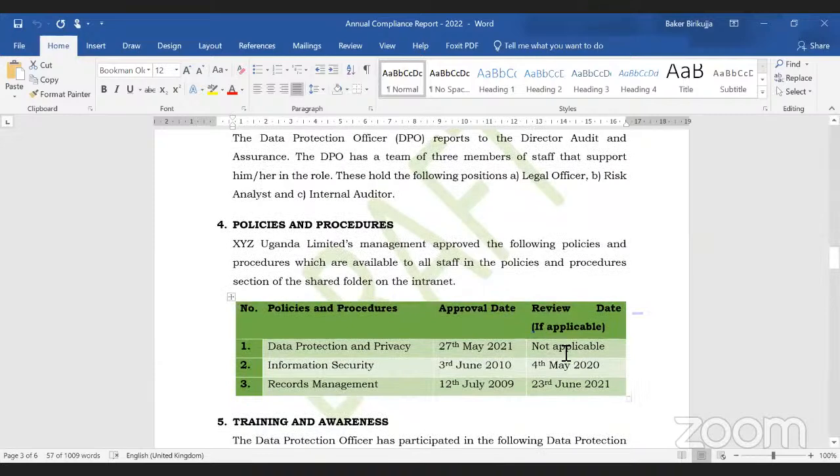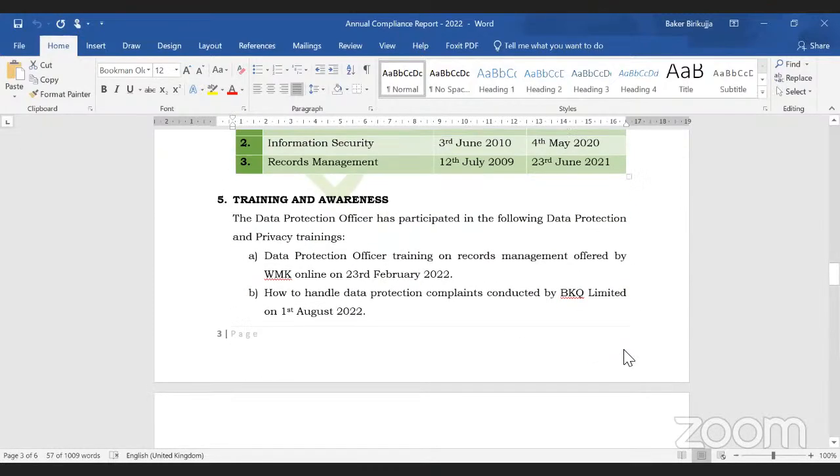Also within the report, you'll be giving us some information. It may be historical, but what we're most interested in is if there's been a review. So these are the 3 policies that we'd like to know about. One, the data protection and privacy policy, when it was approved by management, and if it has been reviewed, and the date of that review. Then information security, and then records management. Now the names could differ, but as long as it's speaking to the spirit of data protection and privacy, information security, and what some people call records management or data retention, that is what we're interested in. And then training and awareness.